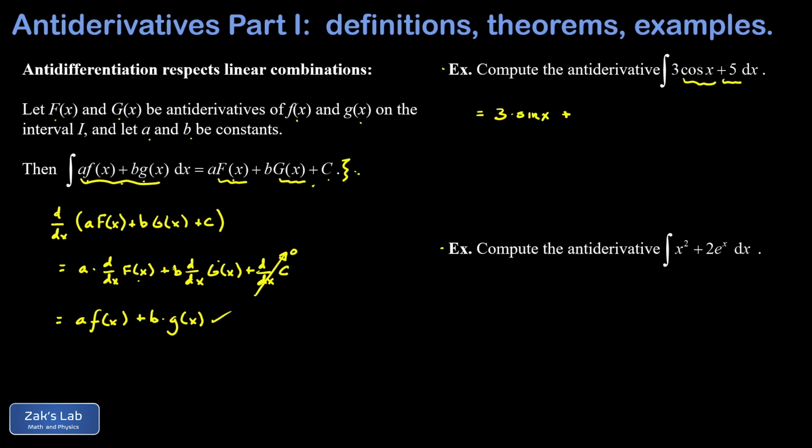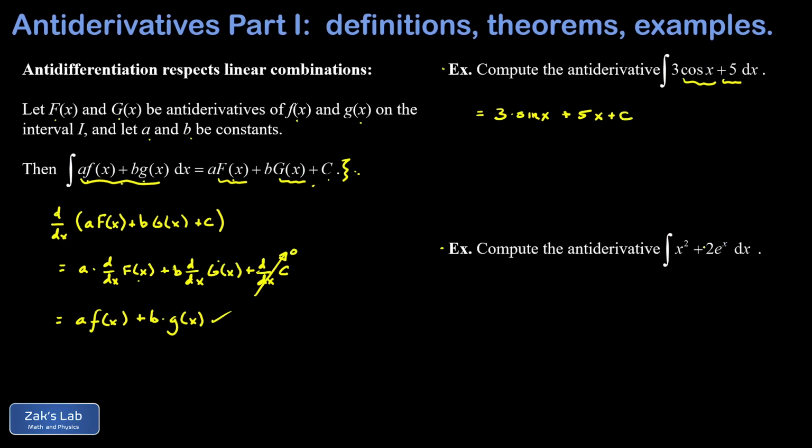You could say we're looking for the antiderivative of 5. Or you could even say we're looking for 5 times the antiderivative of 1, whichever way you want to look at it. Well, the antiderivative of 1 is just x, so I have 5 times the antiderivative of 1, which is 5x. And then to be totally general, I put in the plus c.